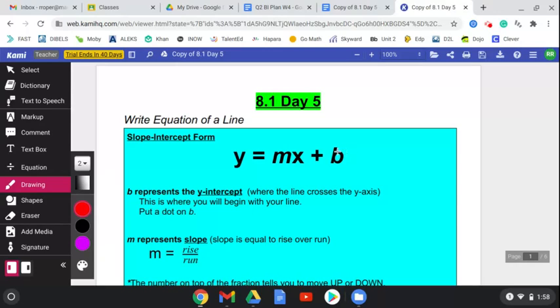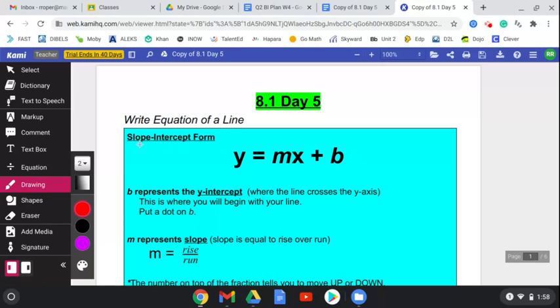Okay, I'm here in 8.1 day 5 assignment where we'll work on writing an equation of a line from a graph. We'll work on checking if a point is a solution to a system. We'll work on rewriting an equation in slope-intercept form, and we will solve a system of equations by graphing.